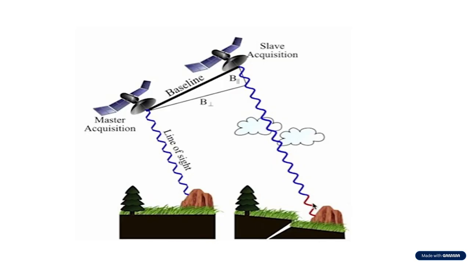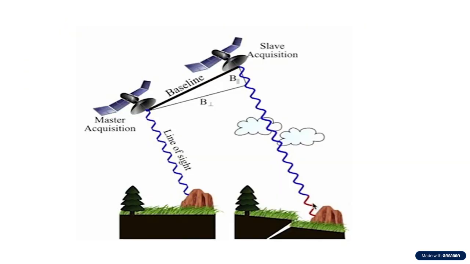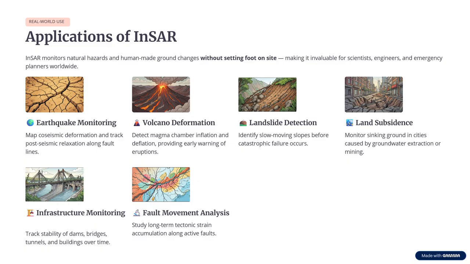Now, to get a more complete picture of ground deformation, scientists combine images taken from different satellite viewing directions. The viewing directions could be either in ascending order or in descending order. It gives an approach from different angles, and it helps to reconstruct a more complete picture of 3D ground motion. Now let's have a look at the applications of InSAR.